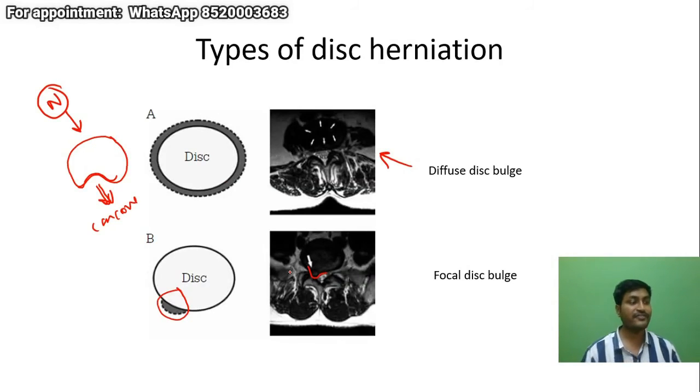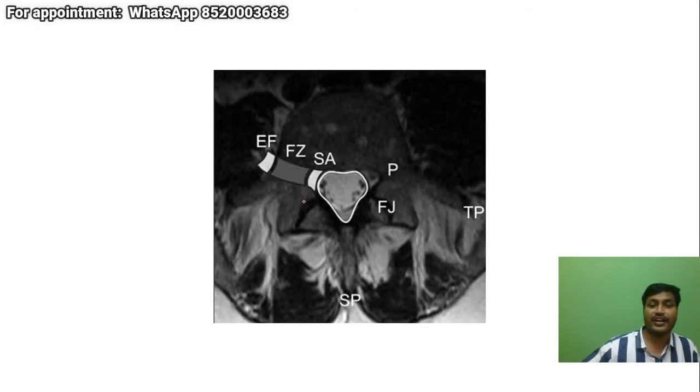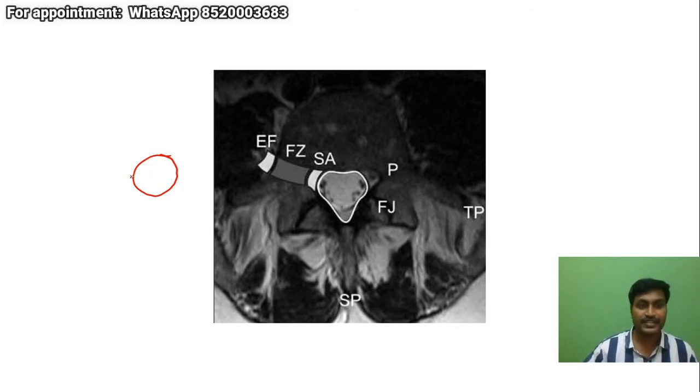All these things are important from the MRI point of view. You will have to identify which level the disc is at, and whether the disc is diffuse or focal or sequestered or migrated. And one more thing you will have to identify is, just now I have shown, this is my head, which is made of the thecal sac and the spinal cord, and these are my hands. These hands are the exiting nerve roots.